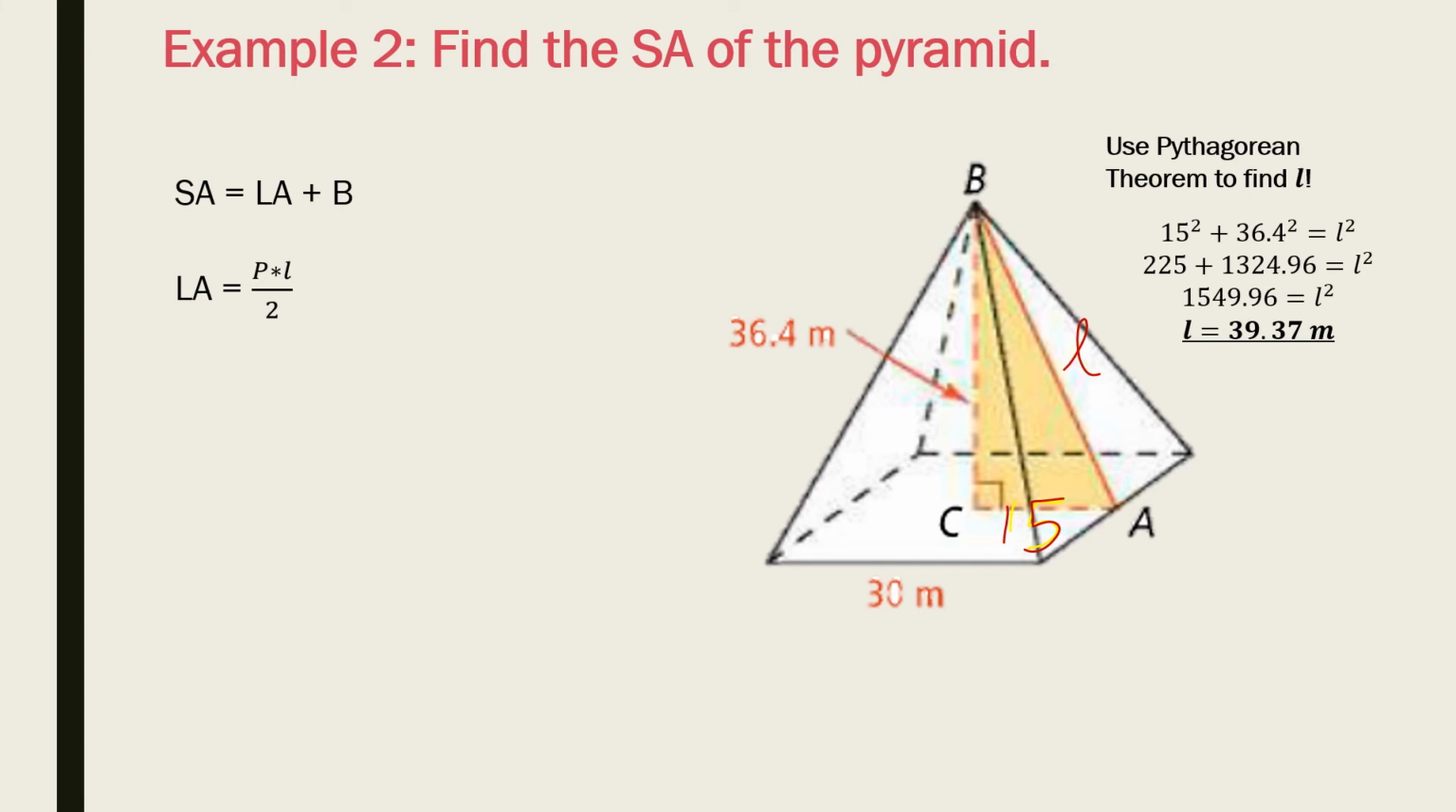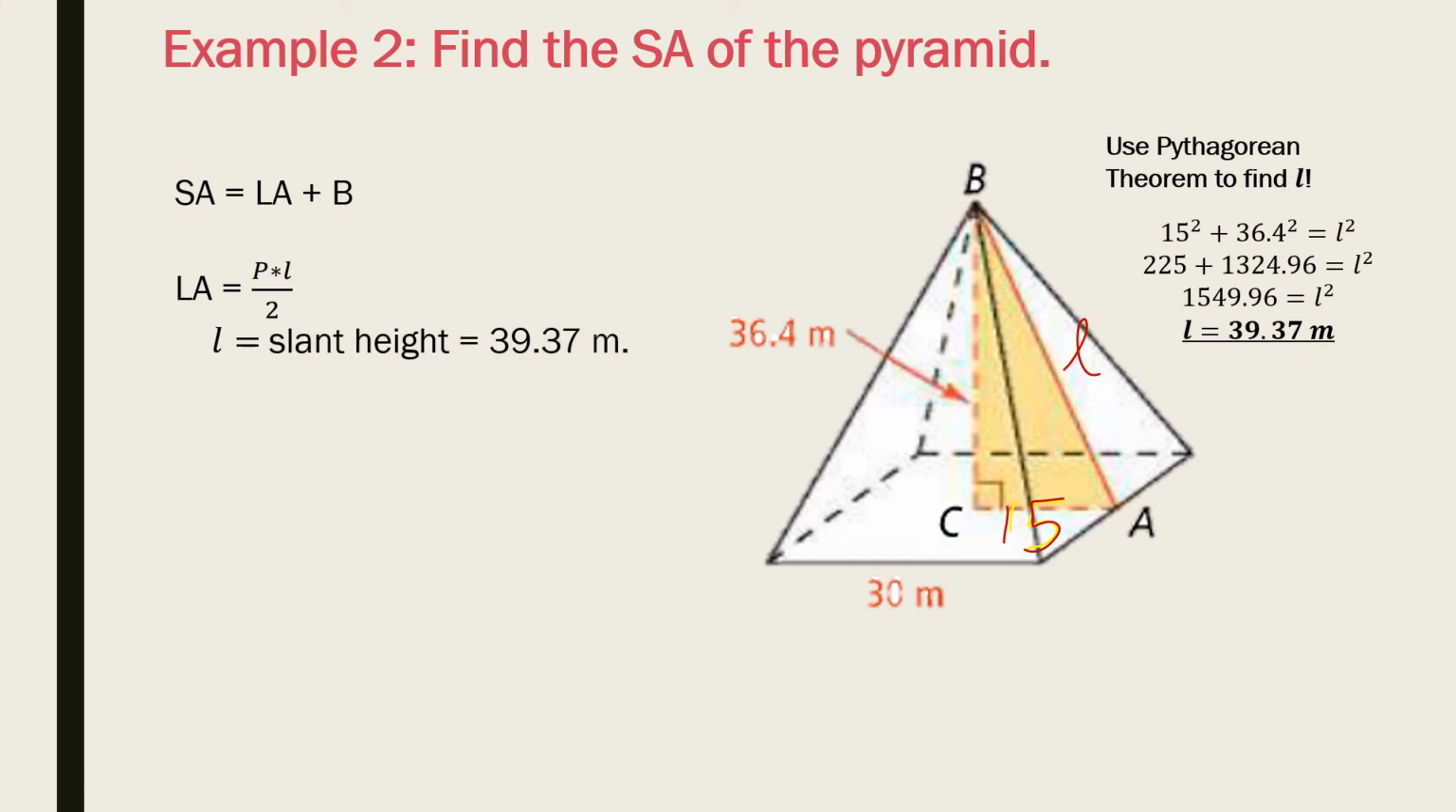So I just threw all of my Pythagorean theorem stuff up here at once, but we would do 15 squared plus 36.4 squared, right? A squared plus B squared equals C squared. When I square those, I get 225 plus 1,324.96 equals L squared. And then add them together. And remember, we're going to have to take the square root on both sides to get L by itself. And I get that L, or the slant height, is 39.37 meters.